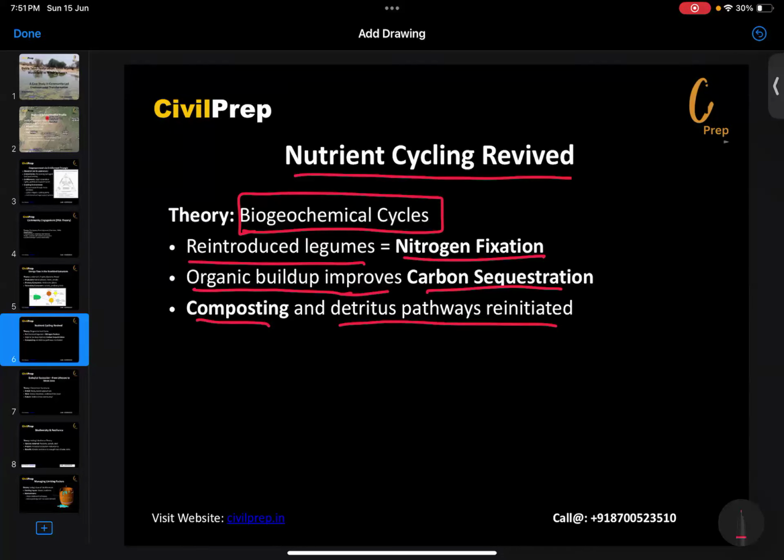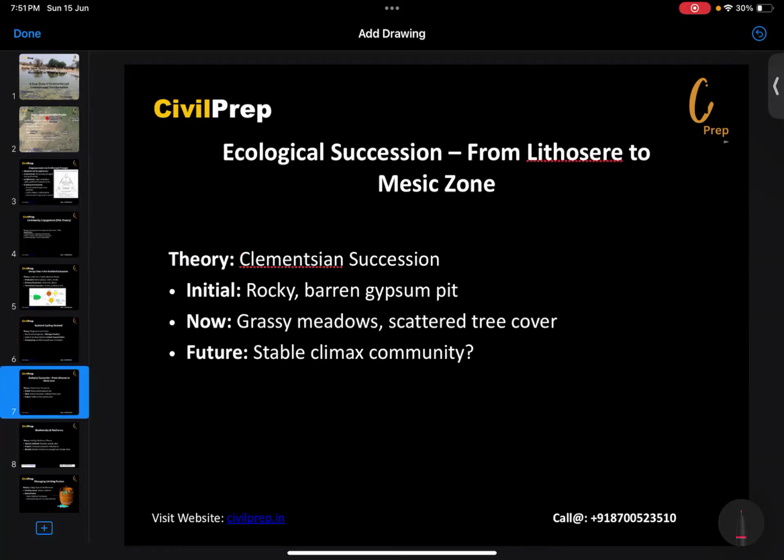So this is also providing an important aspect, that nutrient cycling is again getting restored and revived because of the revival of the lake in the region. So this is also an important factor which can be used in the case here.